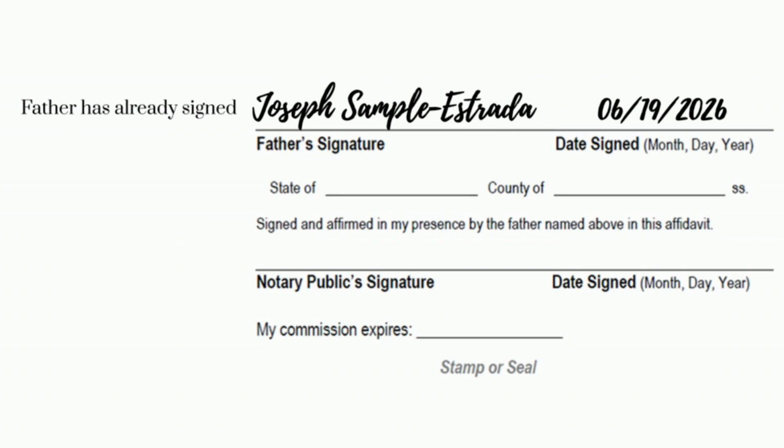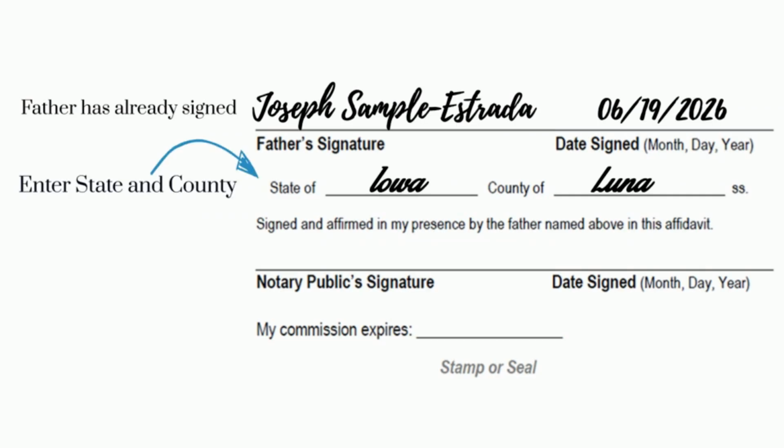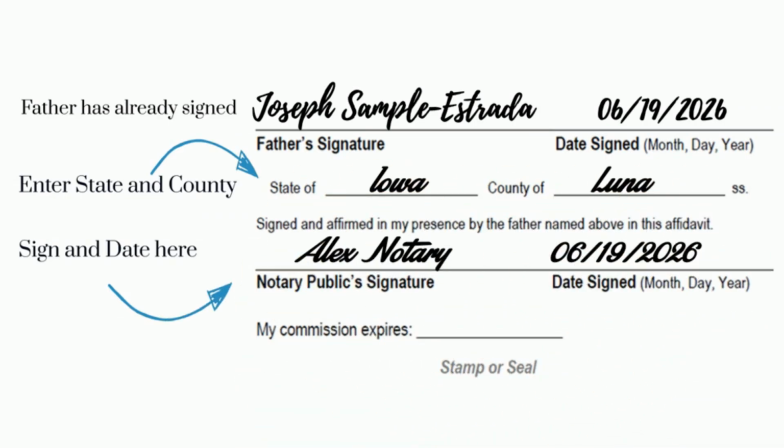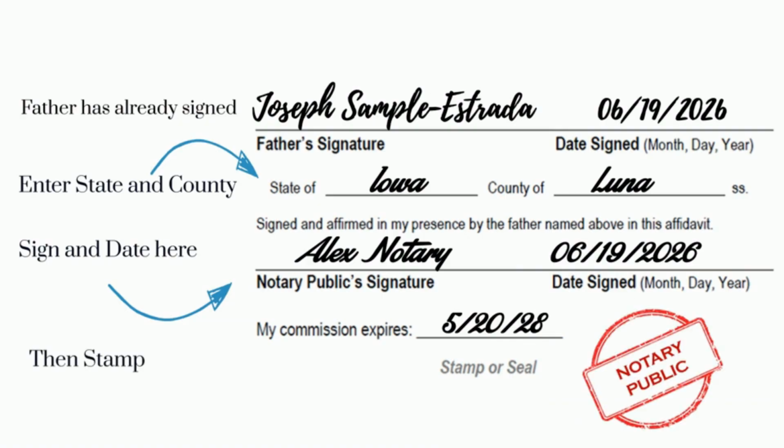The notary must complete all other fields in the section, including state and county where the form is being notarized, their signature, and the date they signed using month, day, year format, the date their commission expires using a month, day, year format, and the official stamp or seal for each signature they witness in the spaces provided.